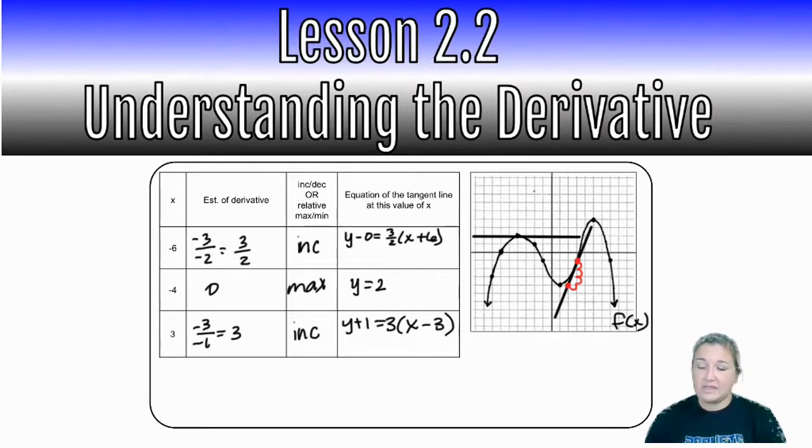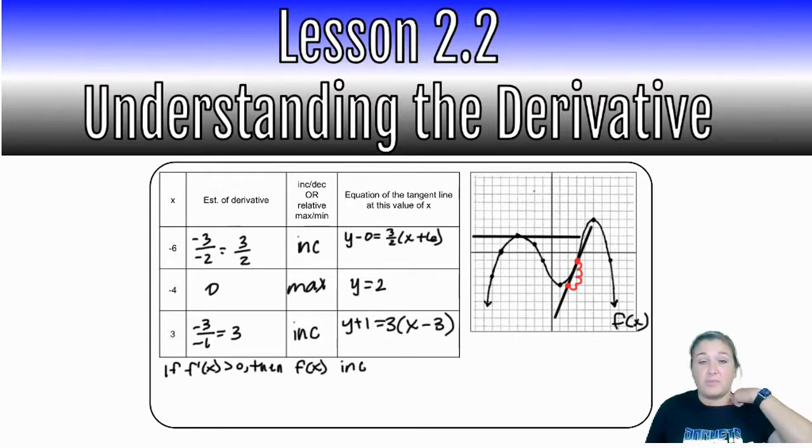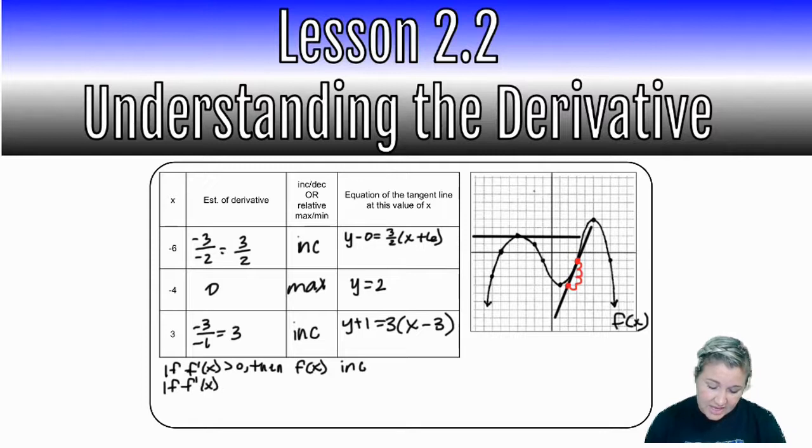So what you'll notice is a couple of things. If f prime of x is greater than 0, then f of x is going to be increasing. So if our slope is positive, which makes sense, if our slope is going up, then our function is going to be increasing. But then also, likewise, which we didn't see in our table, if f prime of x is less than 0, so if it were to be negative, then f of x would be decreasing. All right, so at that specific point. So let's make sure we note that.